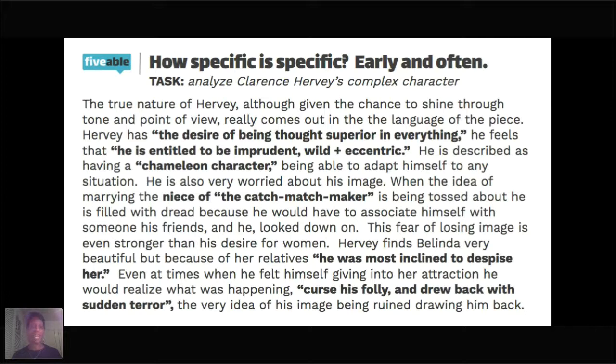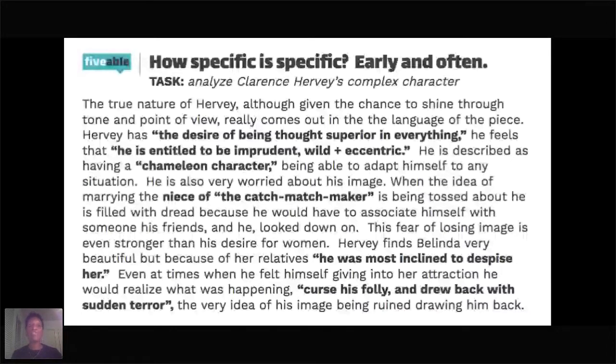So this is a sample paragraph. The task was to analyze Clarence Hervey's complex character. And so just to read a little bit, the true nature of Hervey, although given the chance to shine through tone and point of view, see, that's the assertion there. And so this implies this was not the first paragraph. There was a paragraph about tone and point of view earlier with the other side of Hervey. So the previous paragraph was about how Hervey seems. And so that was the complexity, how he seems versus how he is.